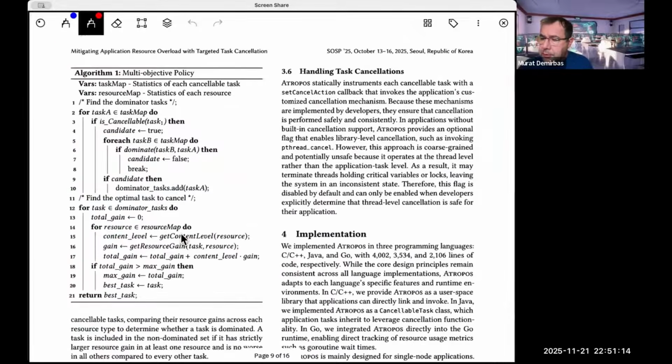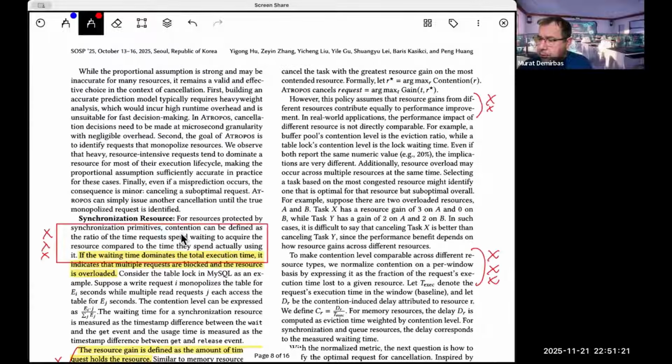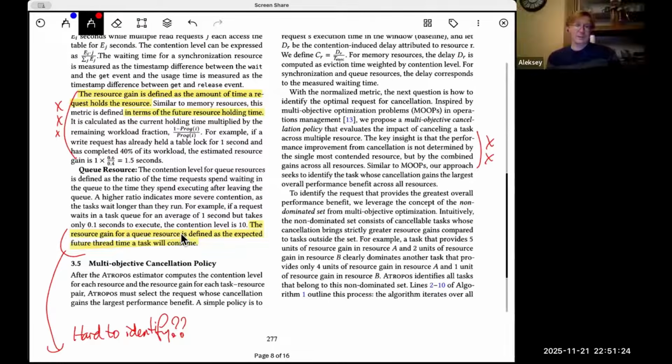Okay, let's go back to the algorithm again. For now, we get to the dominated things in the next paragraph. So, do you want to read it? Can you read it?